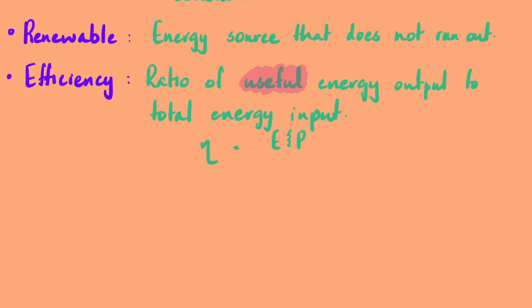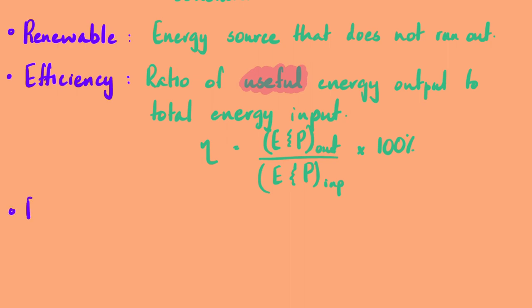So you have the ratio of the energy or the power output over the energy or the power input. The squiggly lines are just showing it could be output, it could be energy or power, and sometimes you're also required to multiply this by 100 to convert this into a percentage.